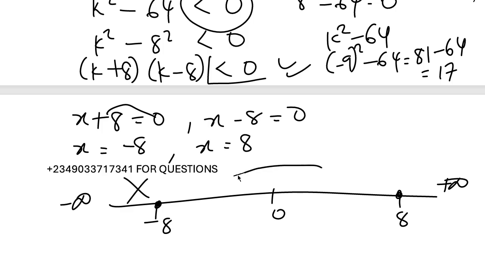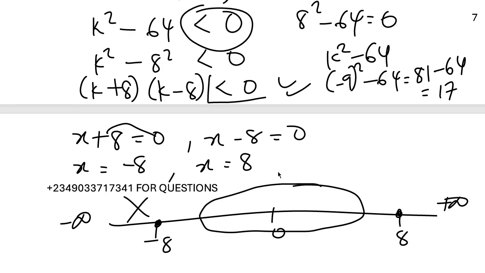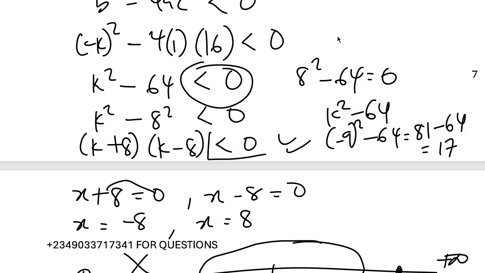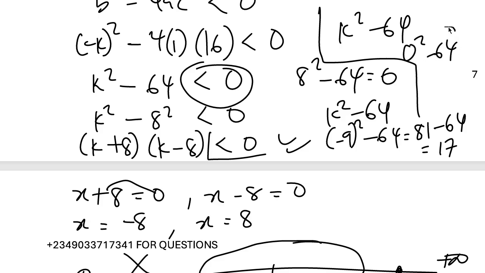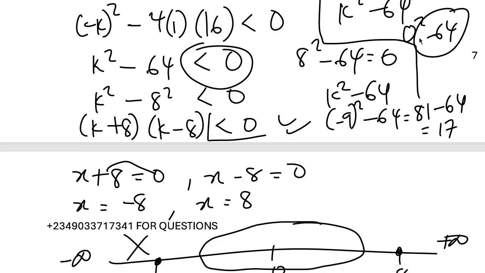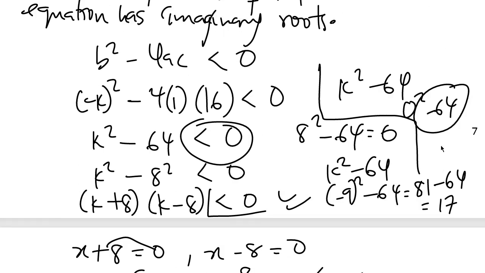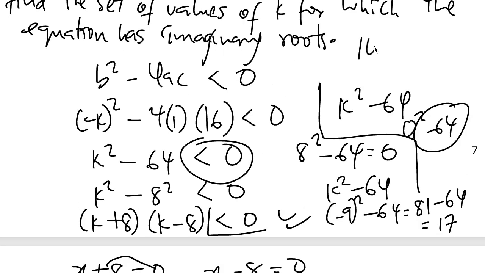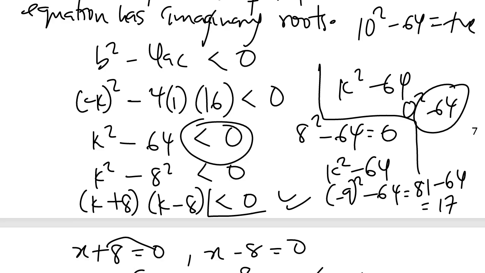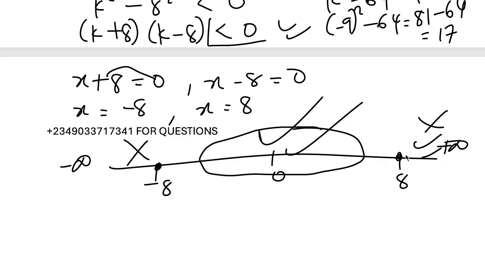Then test for values in between. So if you substitute 0 in k squared minus 64, what will you get? 0 squared minus 64, right? Which is negative. And we're looking for negative values, right? So this region is okay. Then at 8, you know it will be 0. So let's test for values greater than 8. For example, 9, 10. If you substitute 10, it will be 10 squared minus 64, which is positive. Do you get? So this region is bad because we are looking for negative values.